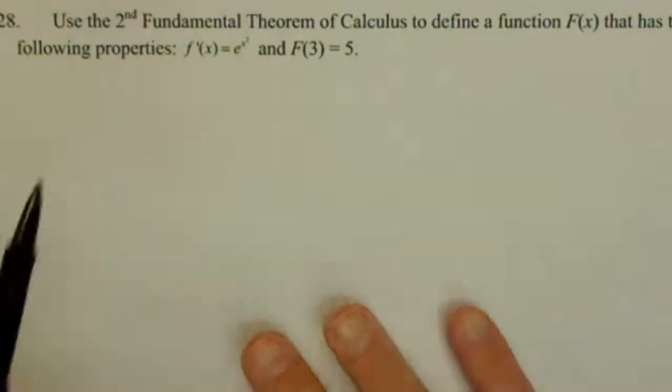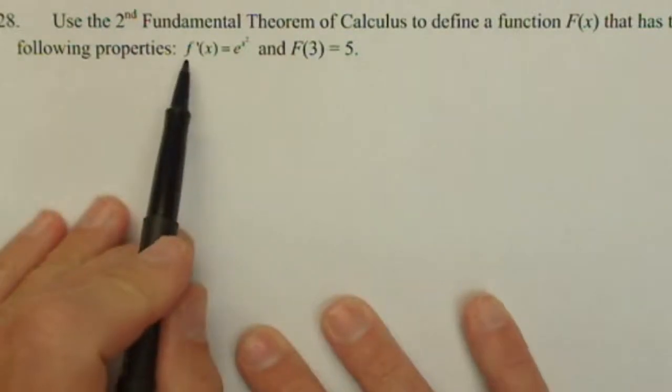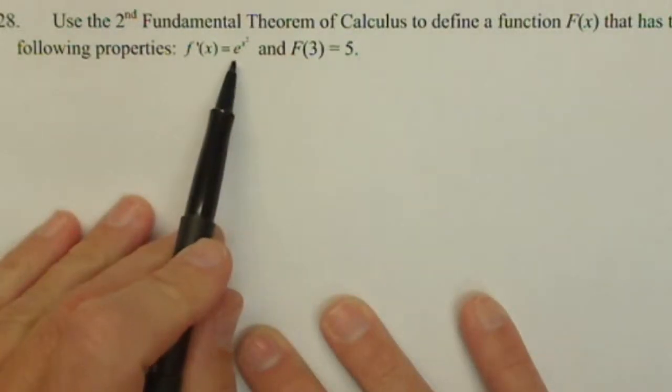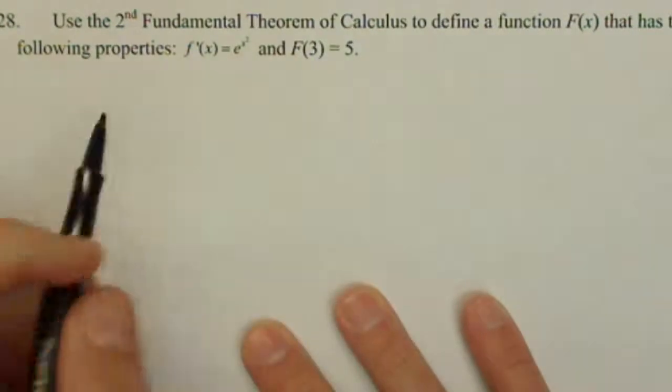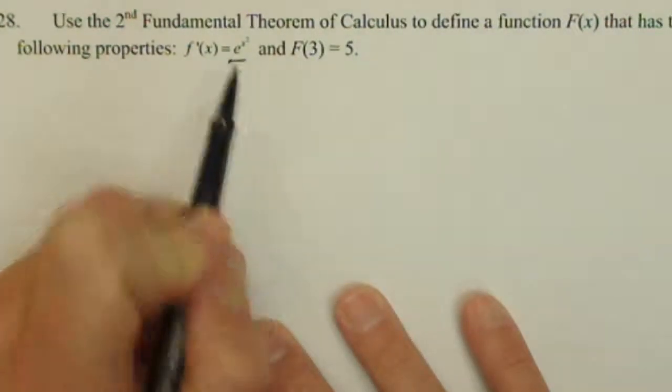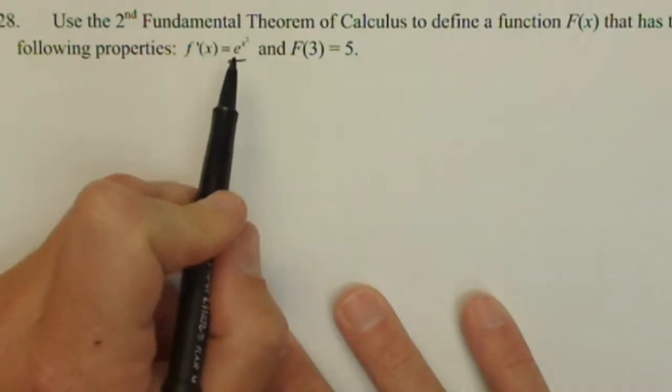So we're asked to use the second fundamental theorem of calculus to define some function f of x that has a derivative that is e to the x squared, and f of 3 equals 5. Now of course the issue is there's no nice analytic antiderivative of e to the x squared.